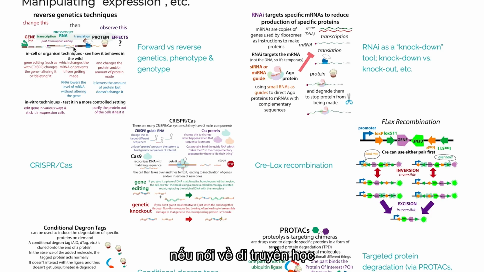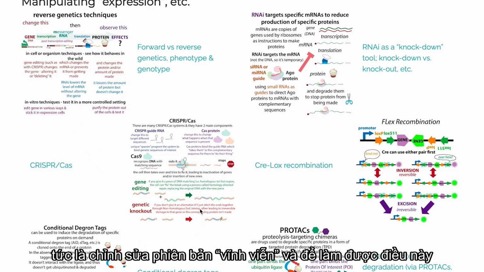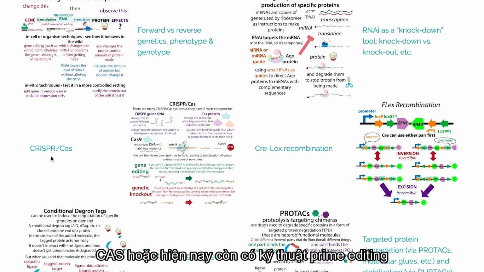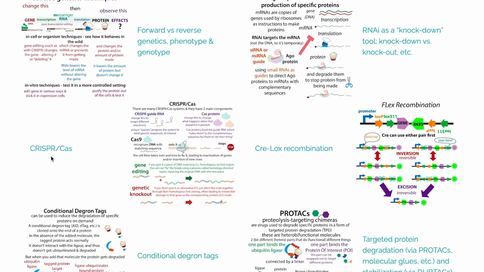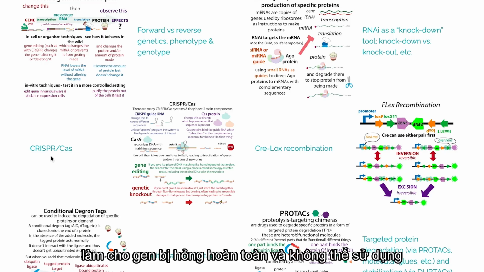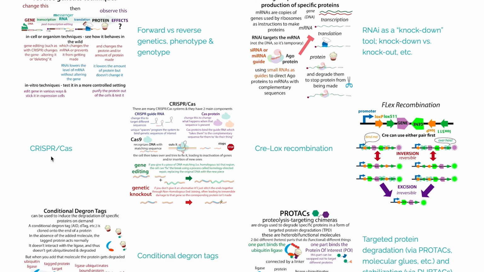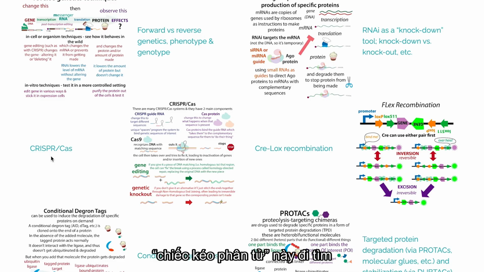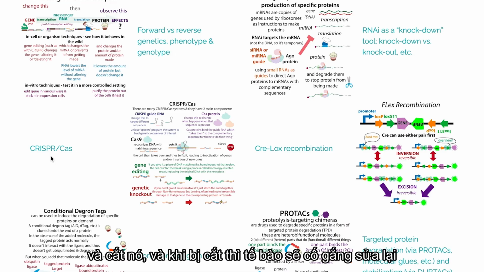If we're actually talking about genetics, we'd be dealing with the gene. And so we have to do some gene editing. So we're editing the permanent version. And to do gene editing, what's often done is using CRISPR-Cas systems, or nowadays there's also prime editing. CRISPR is really great, especially for knocking out genes. So if you want to really mess up a gene so that it can't be used, you can program the CRISPR-Cas system with an RNA that's going to get these molecular scissors to go and find the matching DNA sequence and cut it.